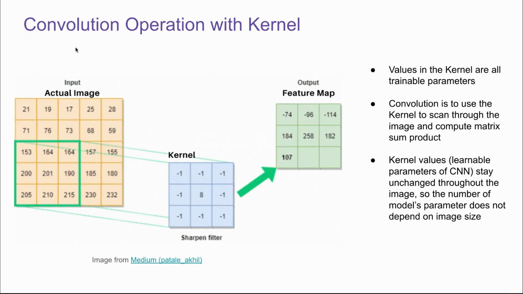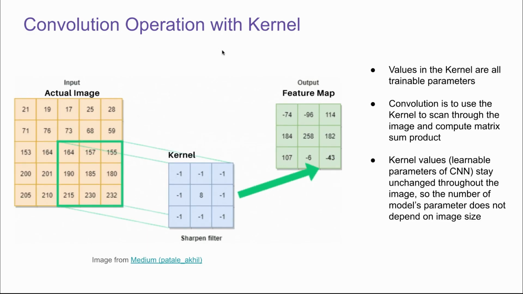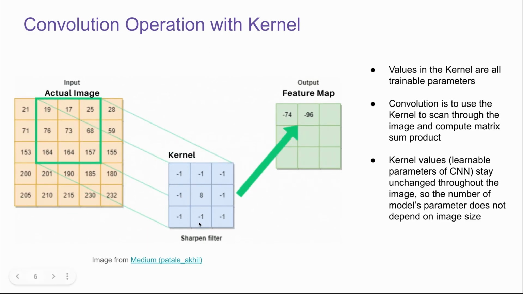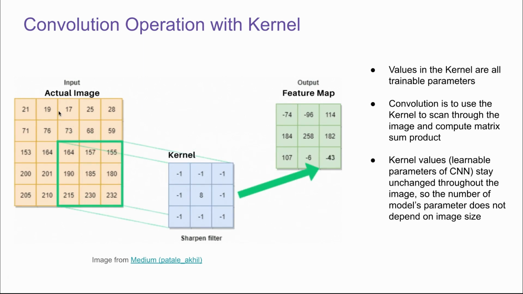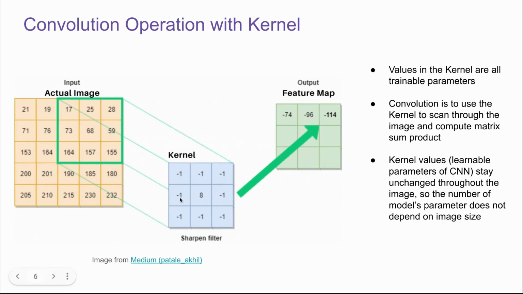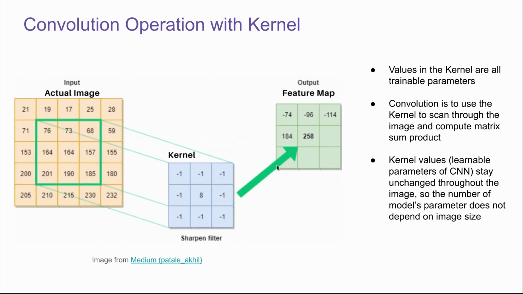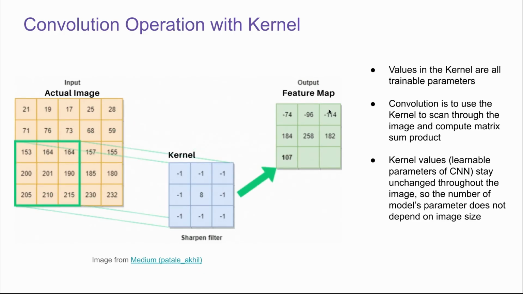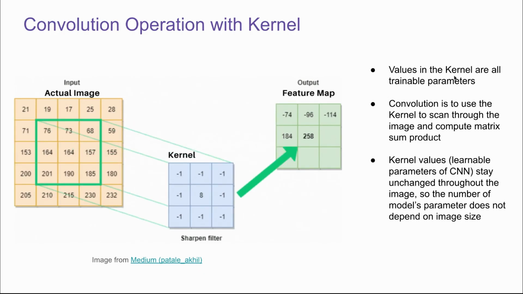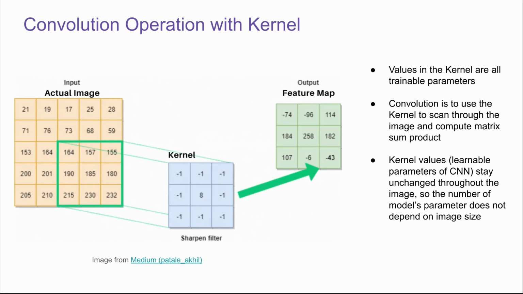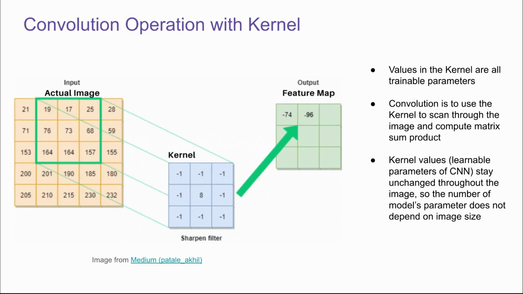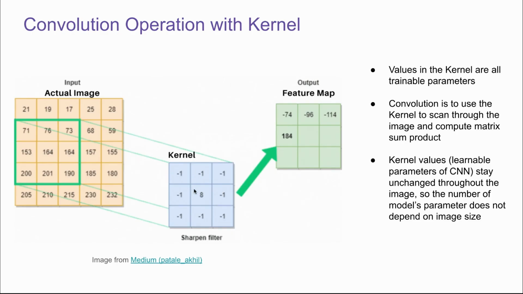And this is the actual convolution operation with the kernel. This is the kernel in blue square, and this is the actual image matrix representation. After the convolution operations, we should be able to get a feature map from the actual image. So values in the kernel are all trainable parameters. We have the models learn the parameters so we can extract features properly with those parameters.